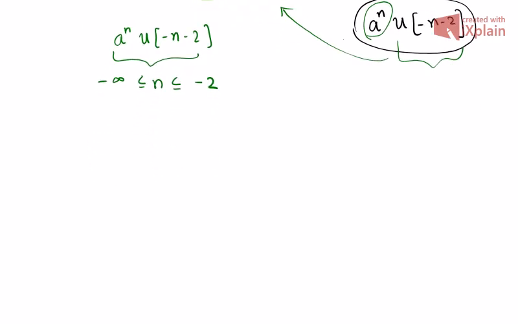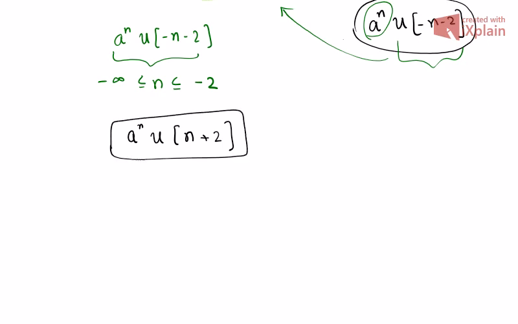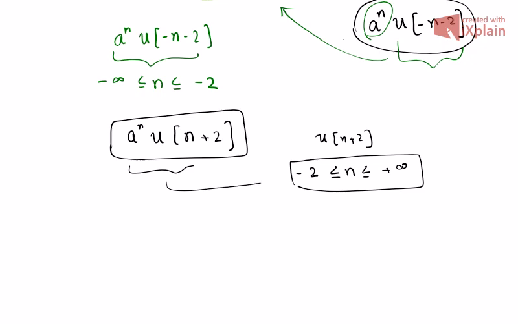Similarly, you can think about the product a of n, u of n plus 2. Okay, and we want to find out where this product is non-zero. So we can immediately see that u of n plus 2 is non-zero only for the values of n from minus 2 up to plus infinity. u of n is dragged 2 units towards the left side. So it's only non-zero in this range, which means this whole product will only be non-zero in this range, because for other values this term is 0, it will make the product 0.